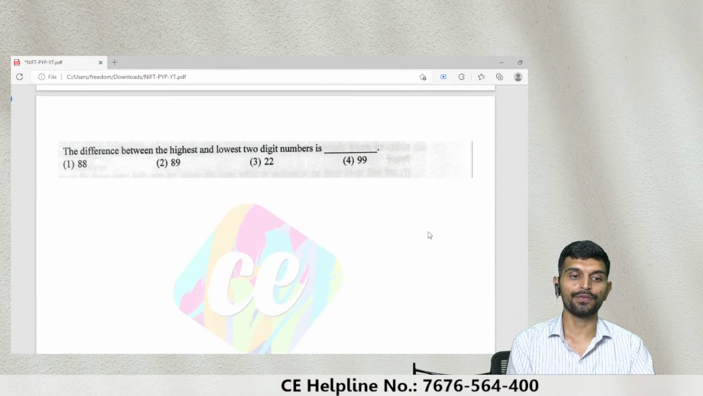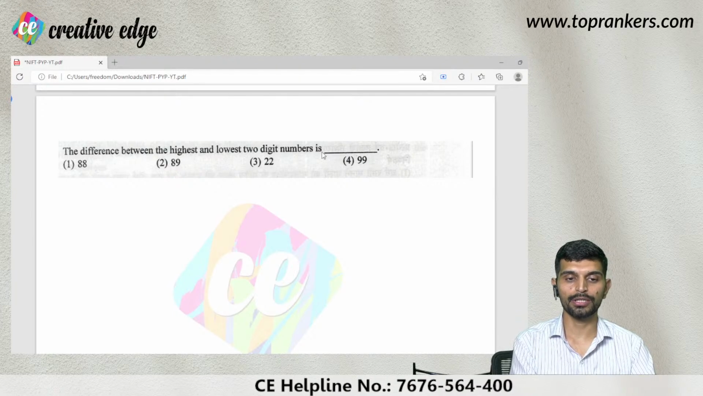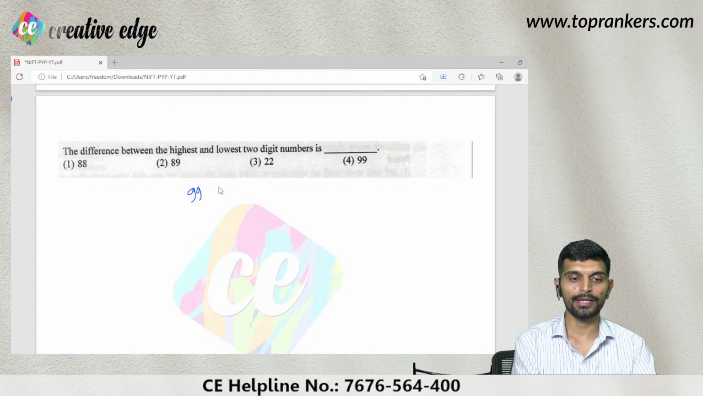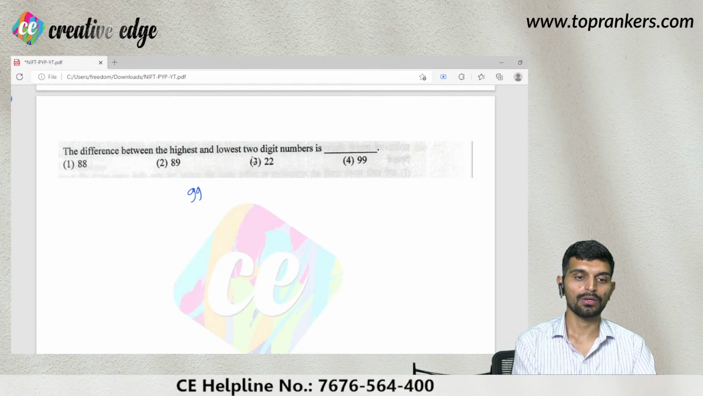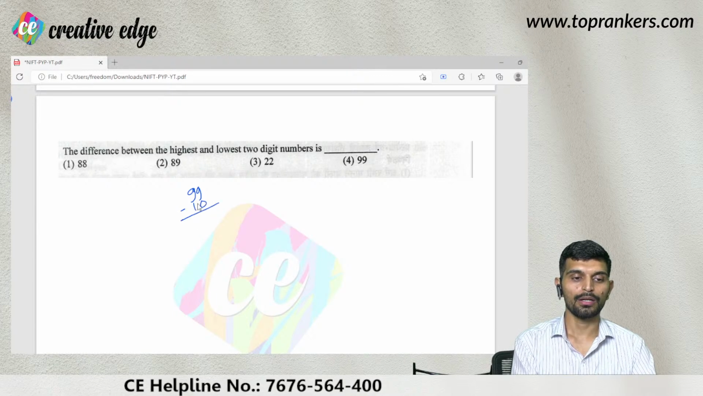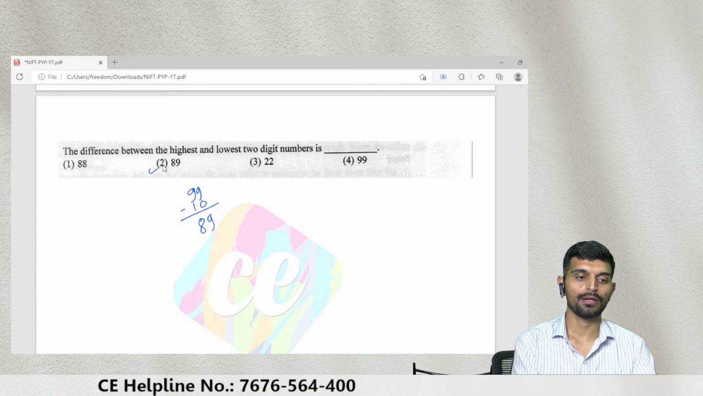Next, the difference between the highest and lowest two-digit numbers. The highest two-digit number is 99, the lowest two-digit number is 10. Difference is 89. As simple as that.